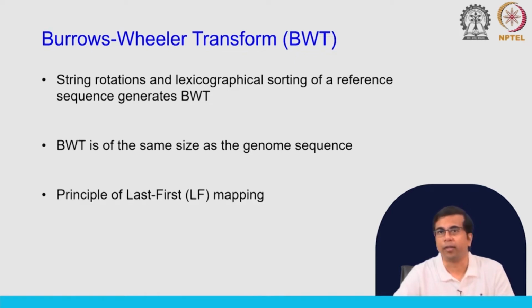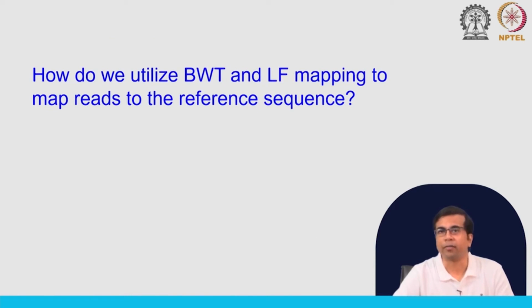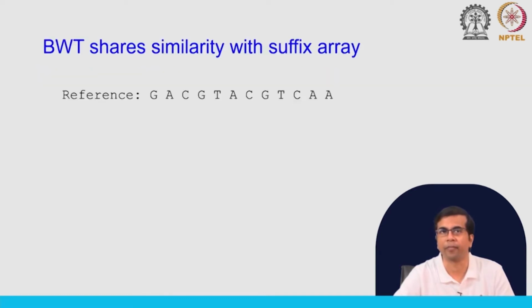So, hopefully, this will not take too much space. We have also talked about how, once we have created this Burrows-Wheeler transformation, we can do something called last first mapping. This is something we talked about in the last class, and it allows us to recreate the reference sequence from the BWT using the principle of LF mapping. Once we have understood the Burrows-Wheeler transform method and last first mapping, the question is how do we utilize this BWT and LF mapping to map reads to the reference sequence. That is the ultimate goal of all the algorithms that we have been describing.